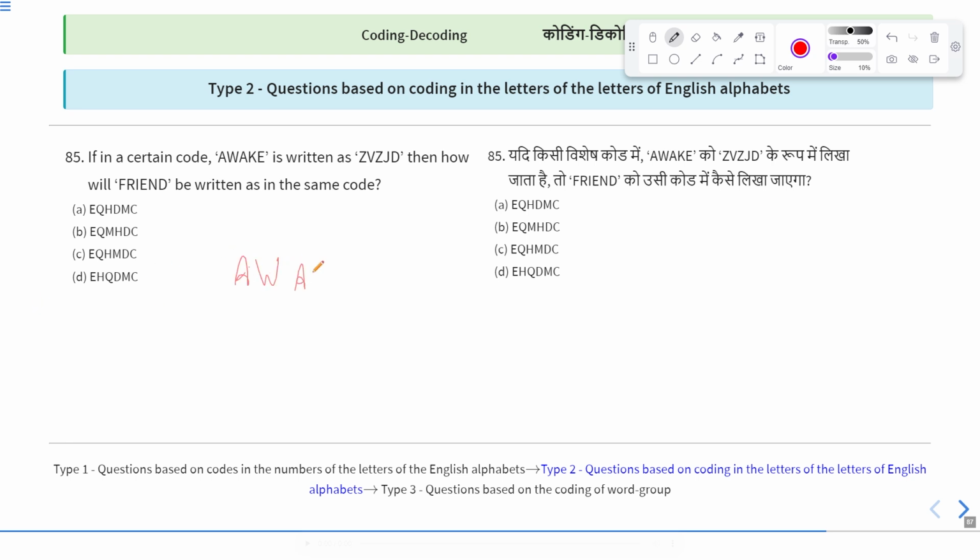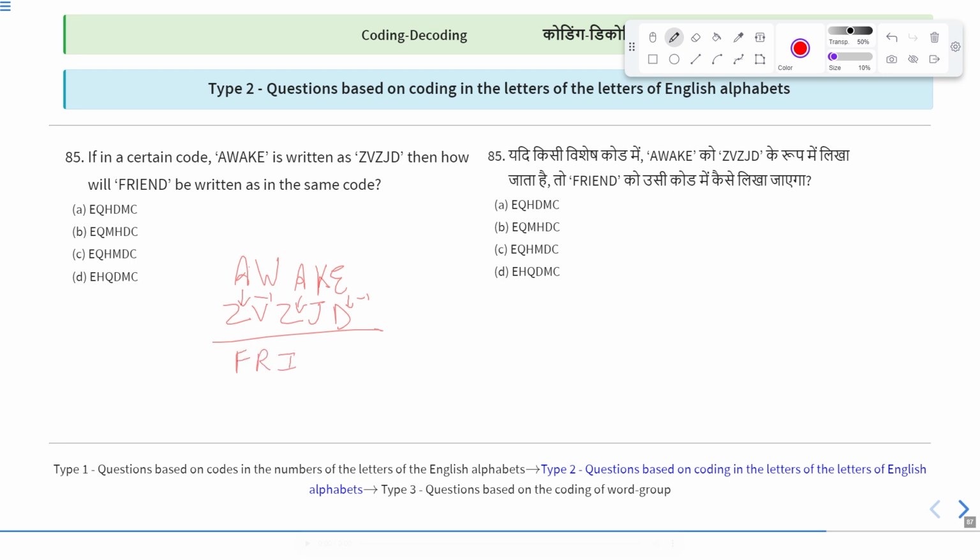Awake is written as ZVZJD. Okay, A to Z. So this is a -1 situation. So applying a -1 to all letters: A-1 Z, W-1 V, A-1 Z, K-1 J, E-1 D.